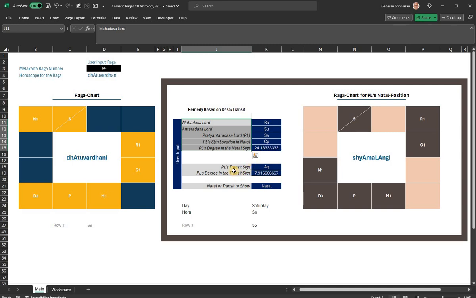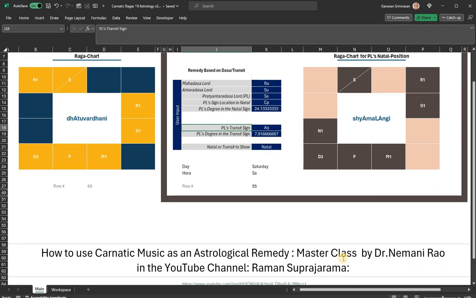Then you also look into the Pratyantara Dasa Lord's transit sign. So in fact, in the video, our master in his class, Dr. Nimani, he suggests about the transit planet as being Saturn. But when I inquired with him later, he confirmed that it is the Pratyantara Dasa Lord's transit that has to be noted, and that works very well. So depending upon your choice, a different chart can be erected based upon these considerations.